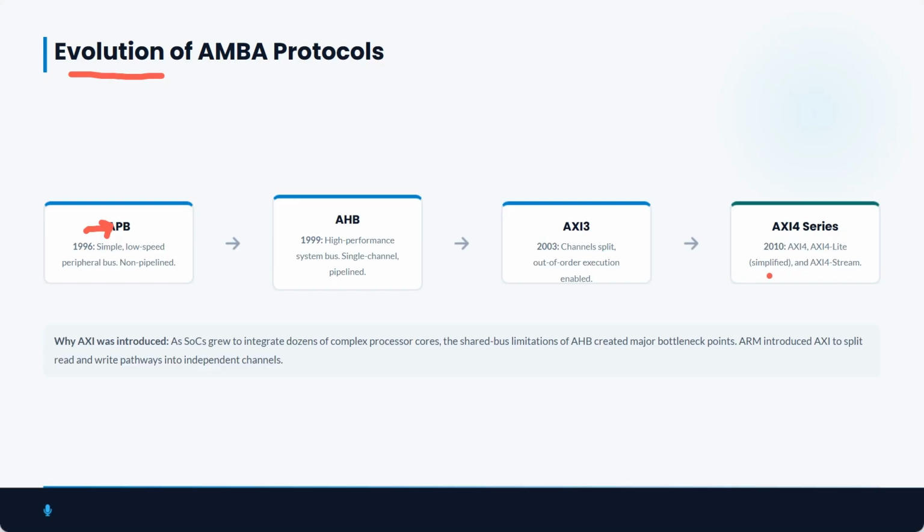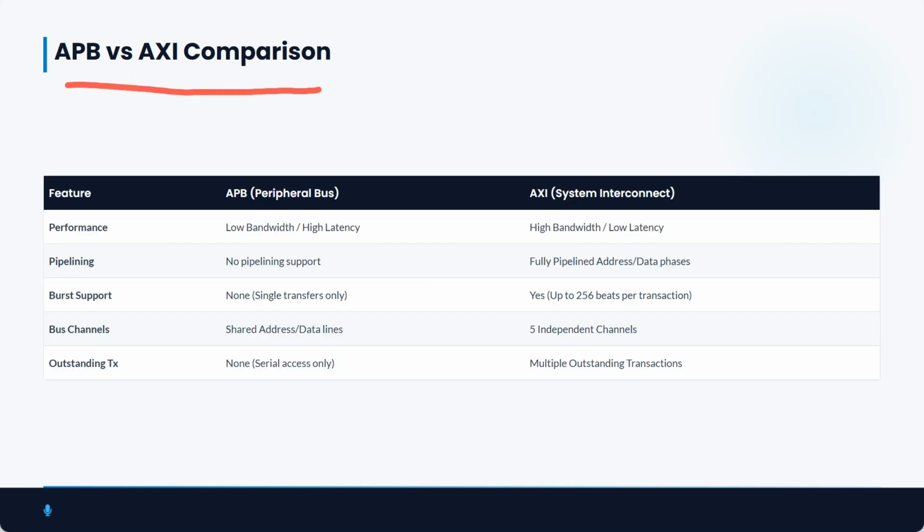So back in 2010, AXI was further refined into three variants: AXI4, AXI4-Lite and AXI4-Stream. We'll see what each actually means. Then we have APB versus AXI. So why APB and why AXI? In which scenarios can we go with APB and in which scenarios is AXI required?